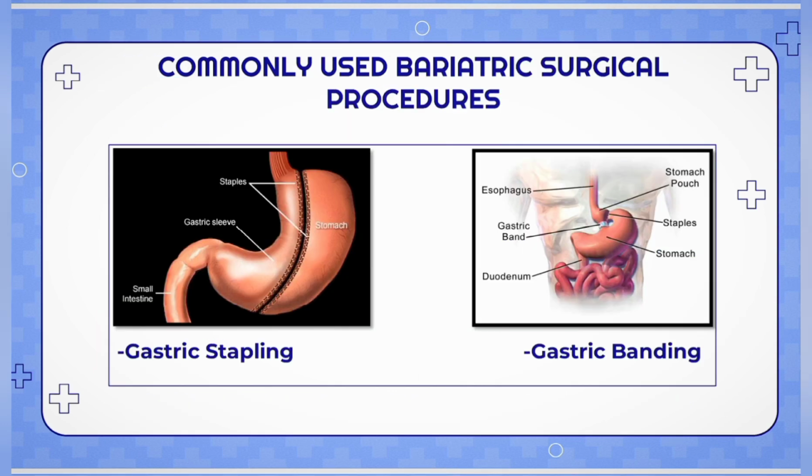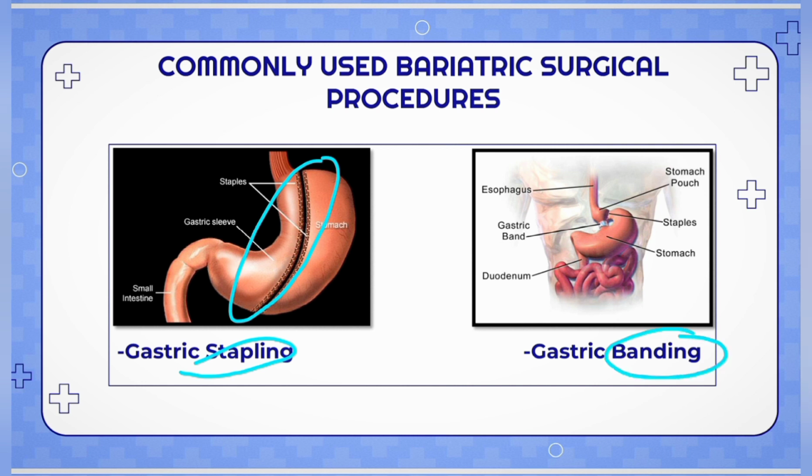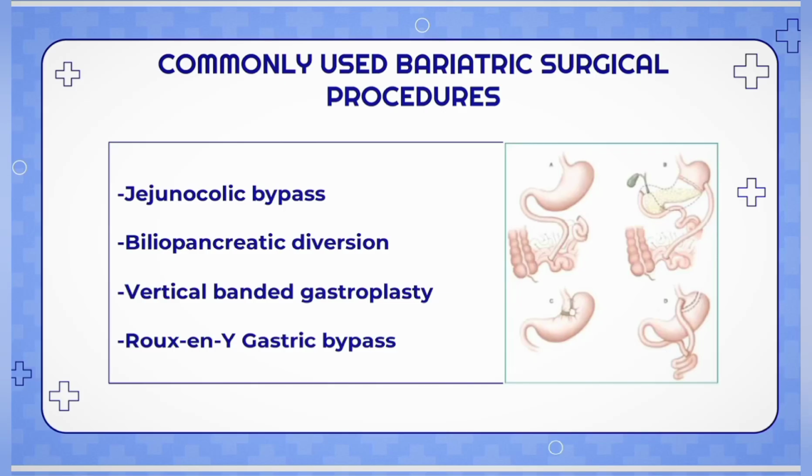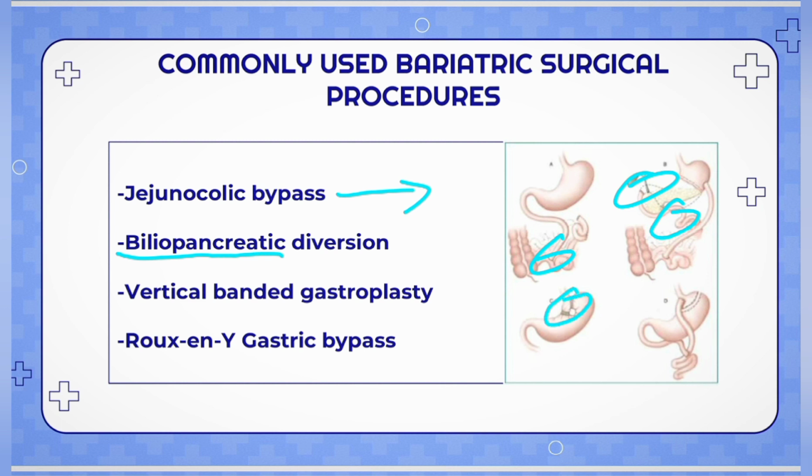Here in this diagram, we can see how this gastric stapling took place and how this gastric banding procedure takes place. Here are some commonly used bariatric surgical procedures: the jejunocolic bypass, biliopancreatic diversion, the vertical banded gastroplasty, and Roux-en-Y gastric bypass.